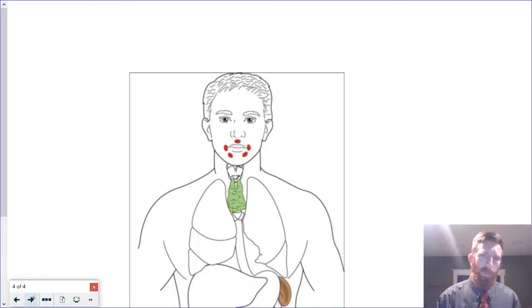All right, last slide. Hang in there. There are other organs in the lymphatic system that are not actually connected to the series of ducts that feed back into the circulatory system. So we're going to go ahead and label this other lymphatic tissue.